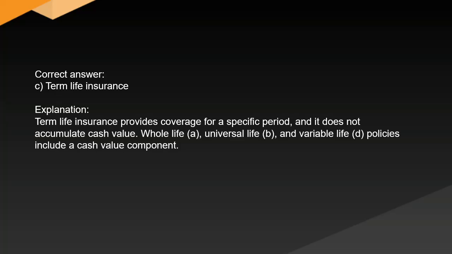Explanation. Term life insurance provides coverage for a specific period and it does not accumulate cash value. Whole life, A, universal life, B, and variable life, D, policies include a cash value component.